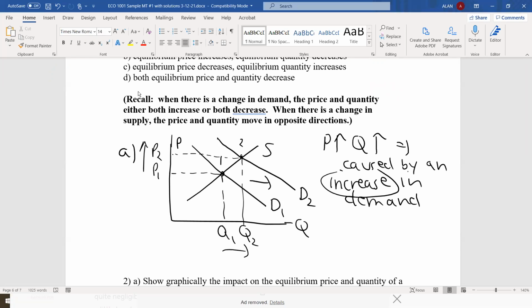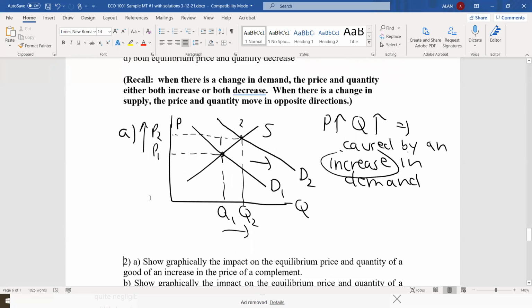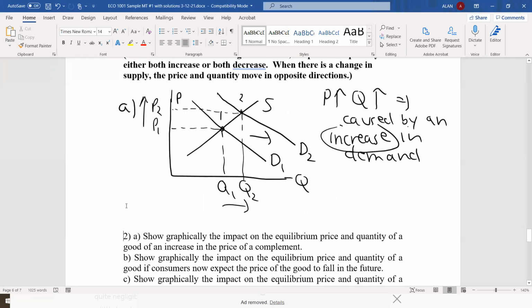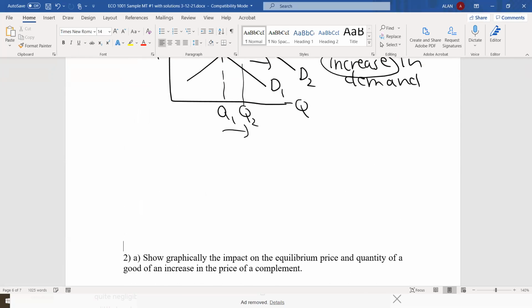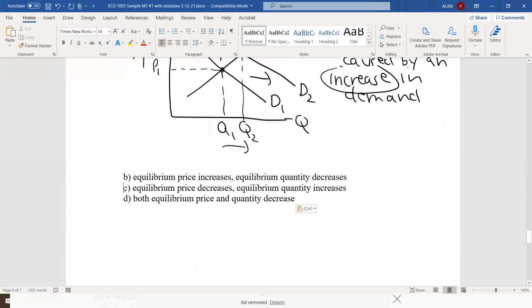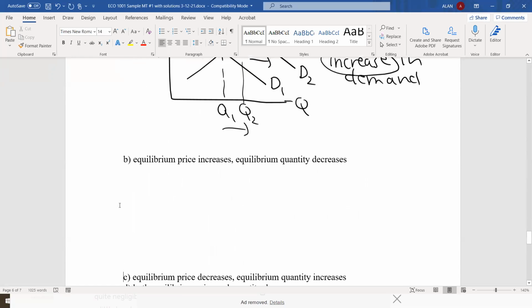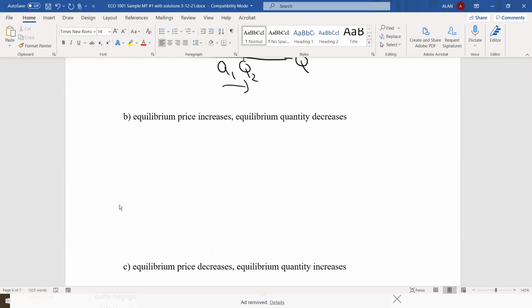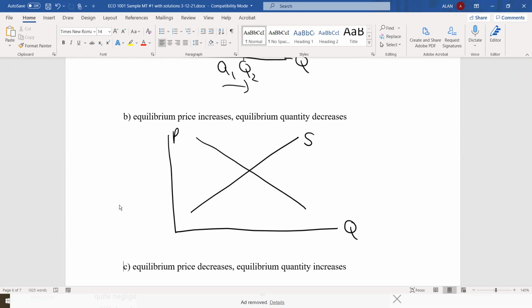Now, what about the next one? Okay, so now we're looking for the case where, oh, that's number 2. Hold on. Oh, I see what I did. Okay, let me move these down here. Equilibrium price increases, equilibrium quantity decreases. So right off the bat, because they're going in opposite directions, we know that there's been a change in the supply. But we don't know yet whether it's an increase or decrease. So because the price is going up, why don't we try the case where the supply curve is shifting to the left? If that's wrong, we'll try the other case.